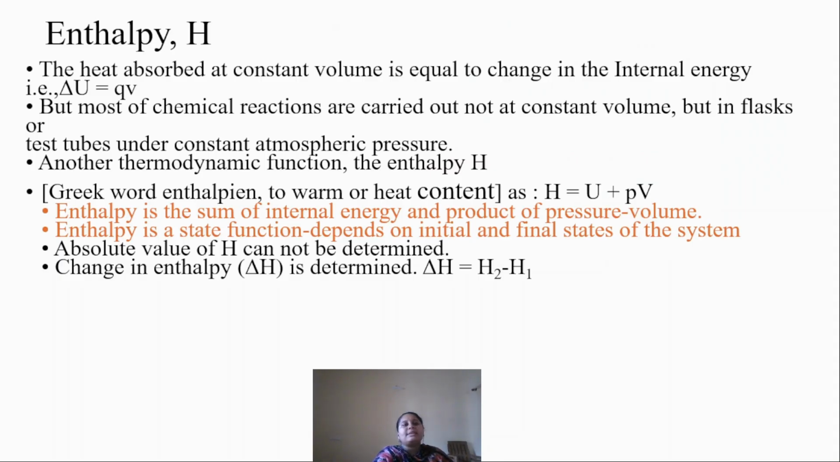So the next is enthalpy. The heat absorbed at constant volume is equal to the change in the internal energy, that is, delta U is equal to QV. But many reactions are not carried out at constant volume, but in a flask or test tube under constant atmospheric pressure. So another thermodynamic function is the enthalpy.